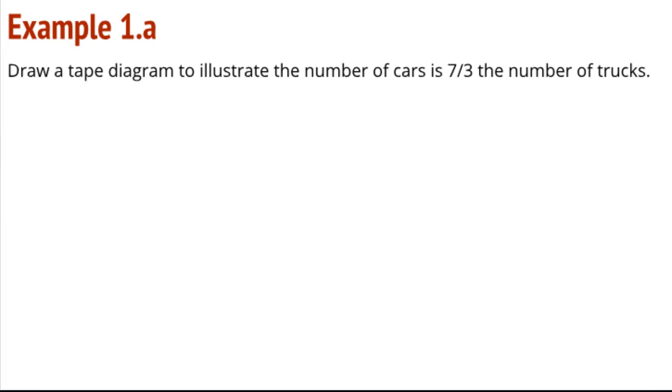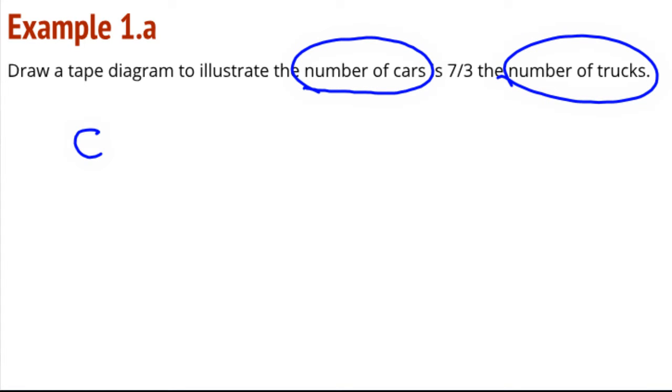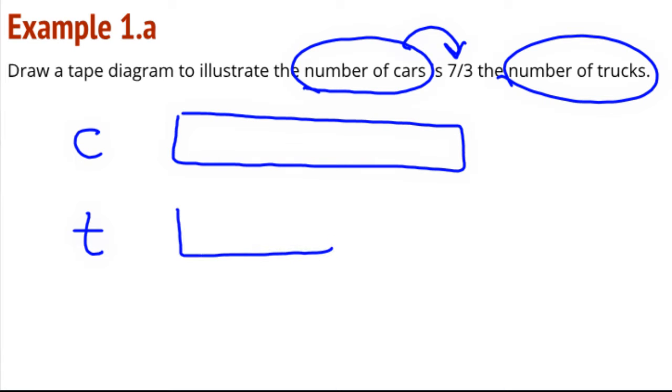So here's another one. This isn't in your math workbook, but take a moment and think about how you could draw a model, a tape diagram, to illustrate the number of cars is 7 thirds the number of trucks. If you need to, look back at example 1, take a look at how they labeled the parts of their tape diagram and then how they drew it. Hopefully you're seeing number of cars and number of trucks, and so you would label cars and trucks. And the number of cars is 7 thirds the number of trucks. I have more cars than trucks, so I need a bigger tape diagram for cars than I need for trucks.